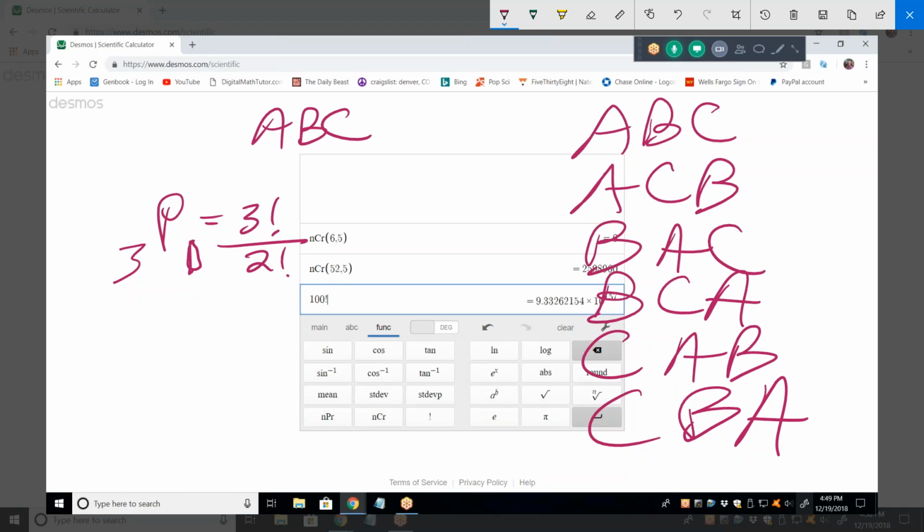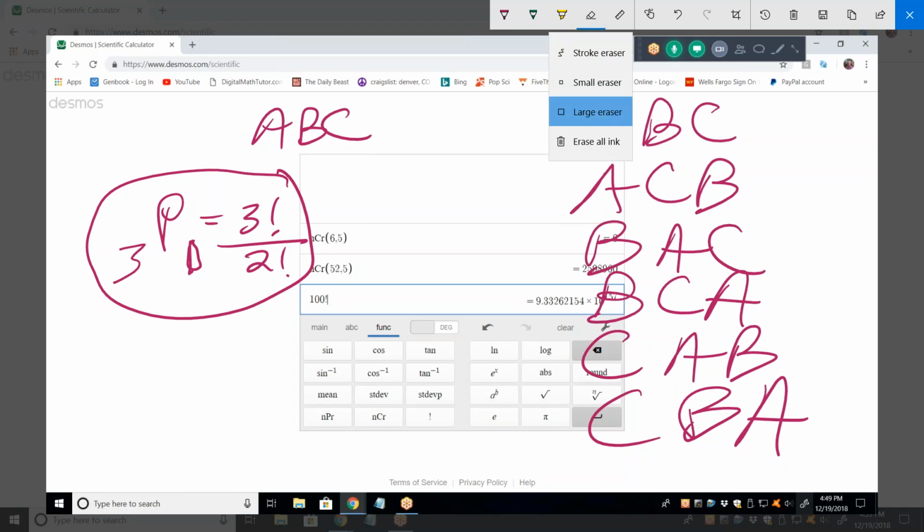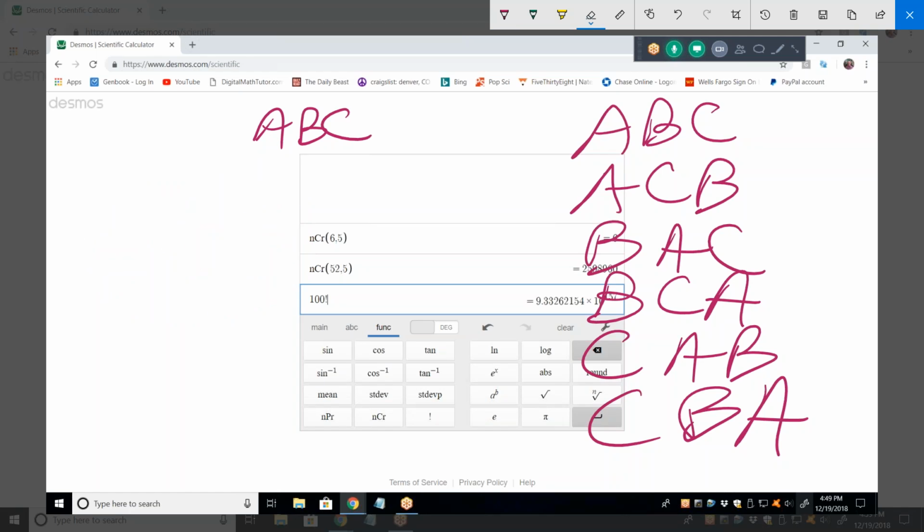So the answer is really just 3 factorial. I'm not sure that it's 3 things chosen 0 at a time. I don't like this. I'm not sure how you come up with 6.